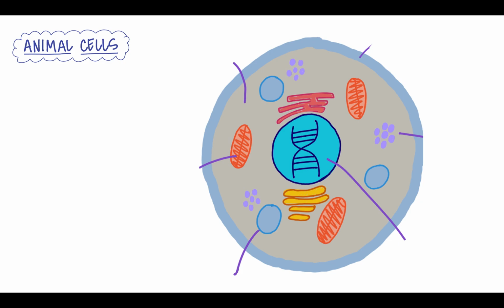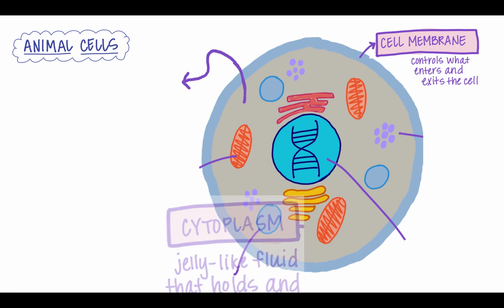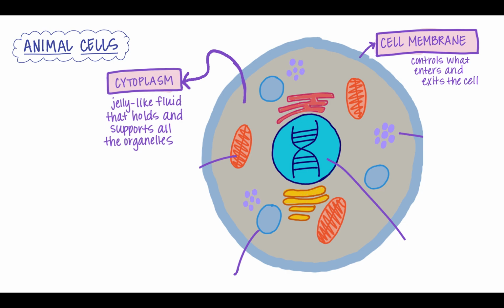Let's take a look at the organelles in animal cells. Here's a picture of an animal cell. Notice it's more round in shape. That outer blue layer is the cell membrane, and it controls what enters and exits the cell. This gray area that you see is called the cytoplasm. It's the jelly-like fluid that holds and supports all the organelles inside of the cell.